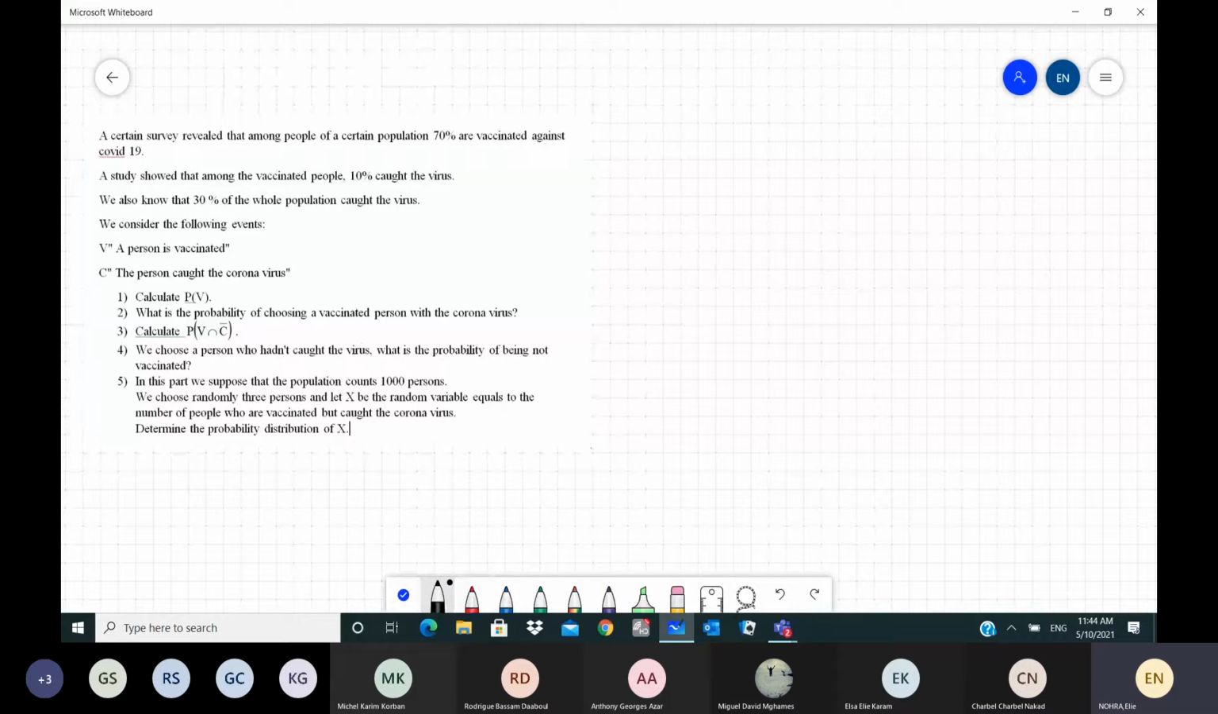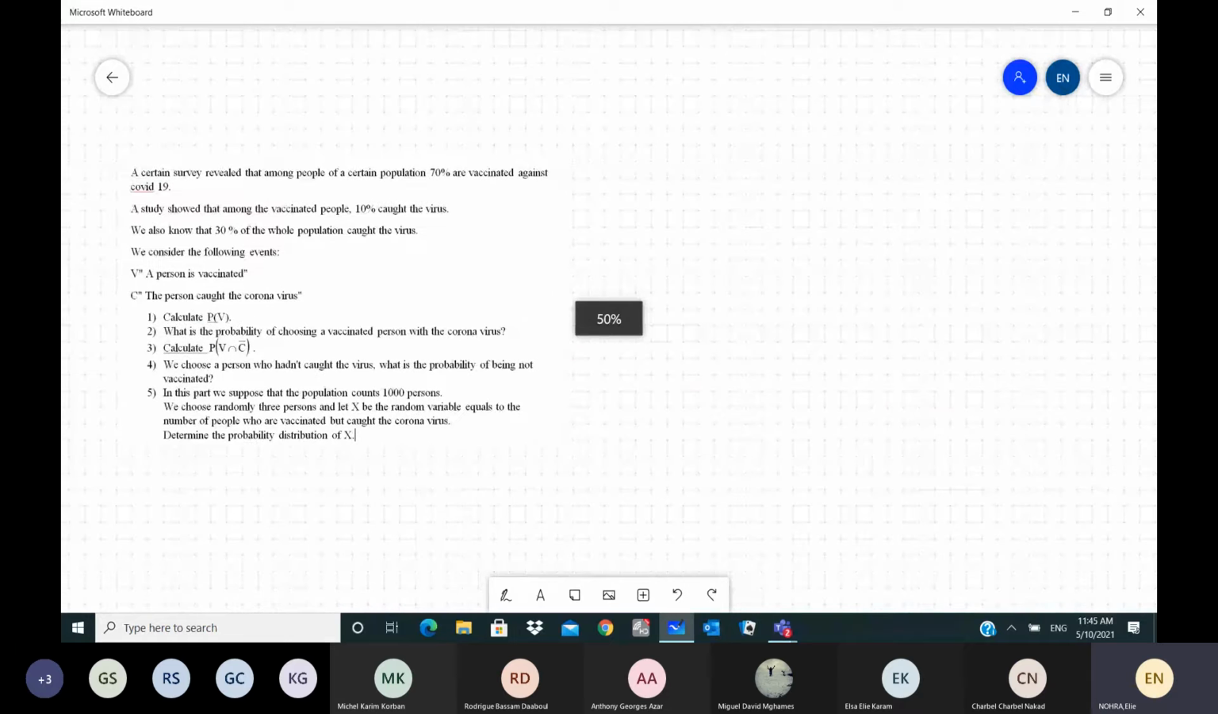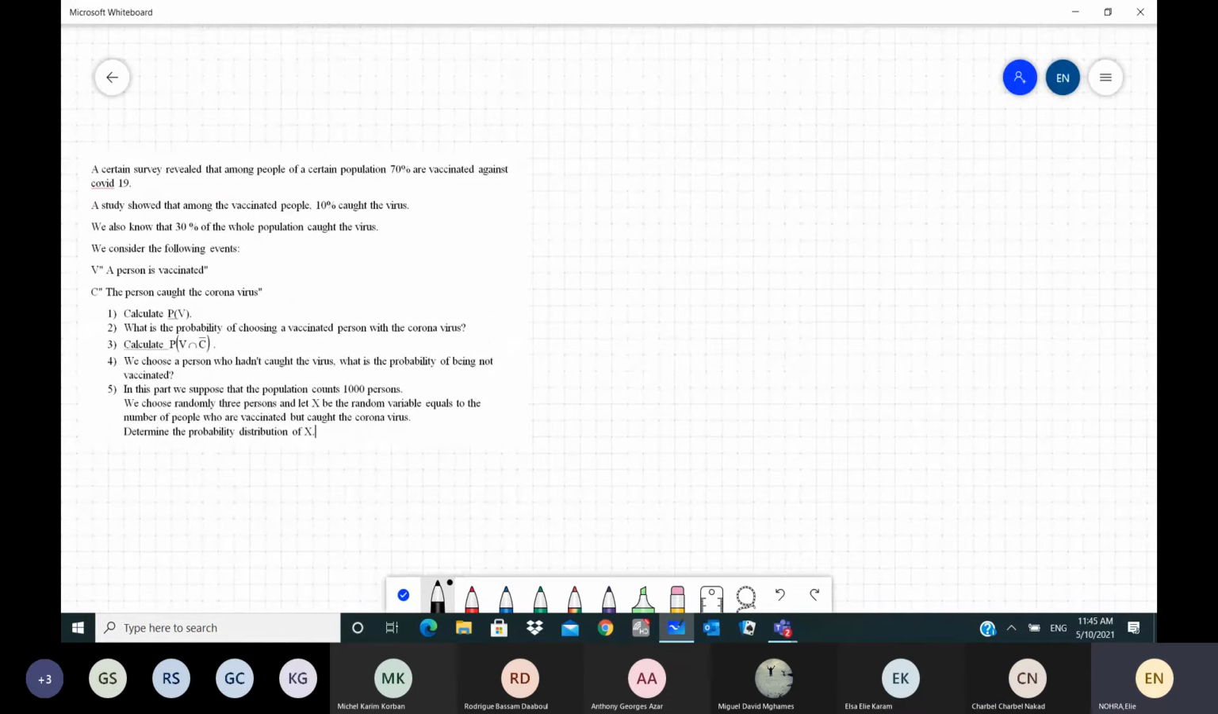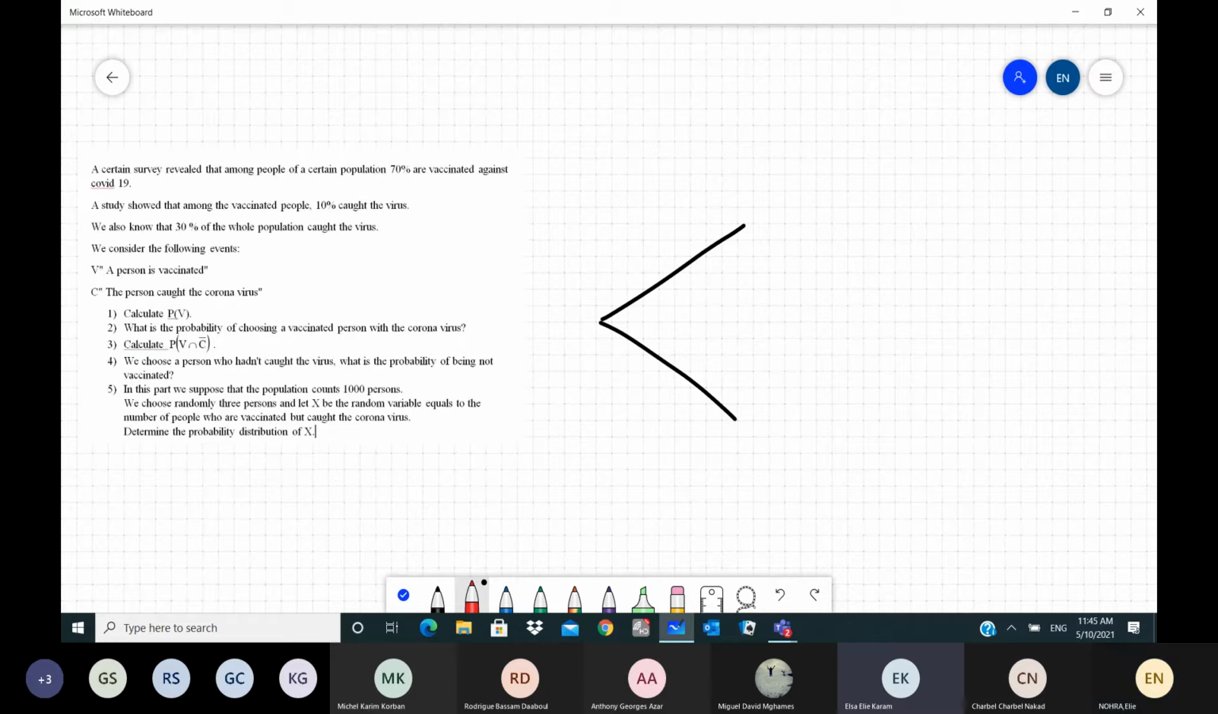Now, if I want to set up the tree diagram of this exercise, which is very crucial to do, the first branch starts with what? The vaccination or the coronavirus? Vaccination. How did you know? Where's the keyword? I want one word, not many words, that proves to me that vaccinated comes first and then comes the coronavirus. Sir, among the vaccinated people, 10% got the virus.